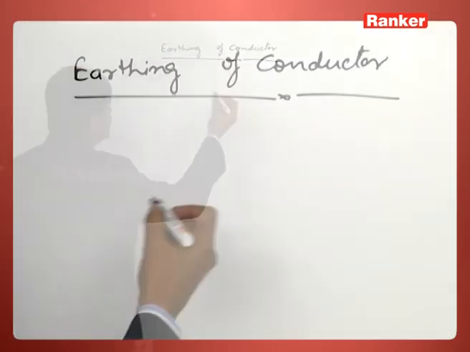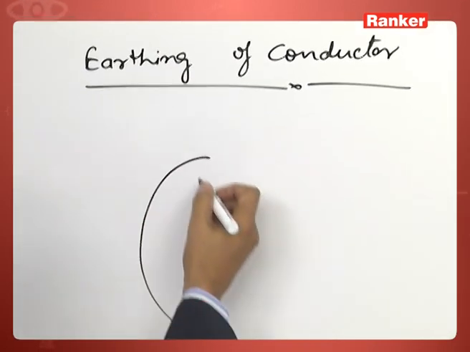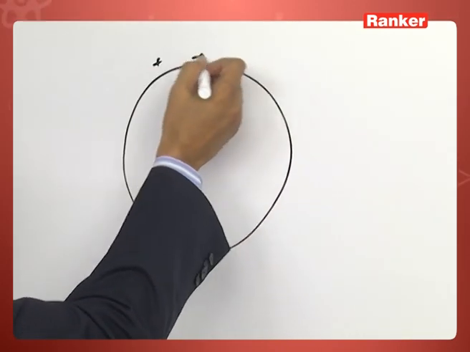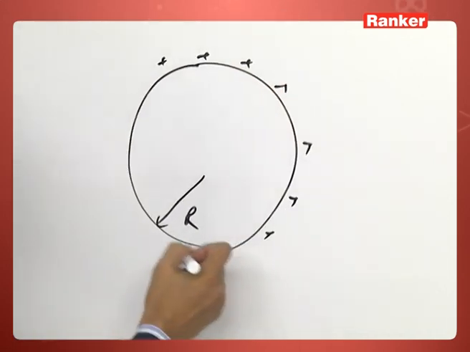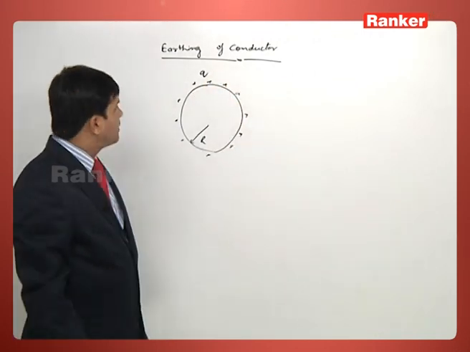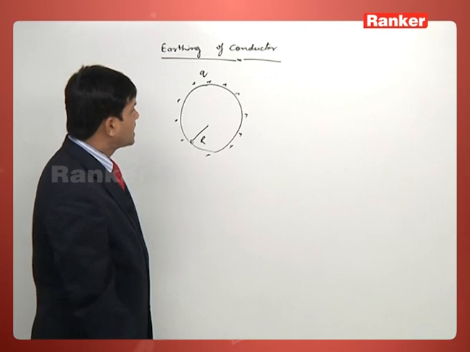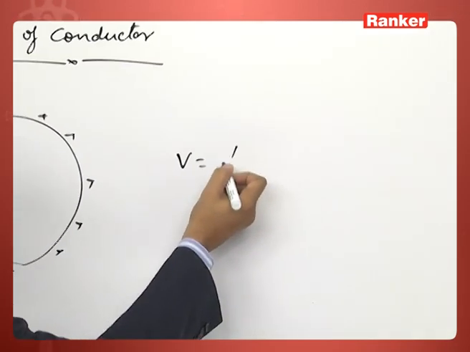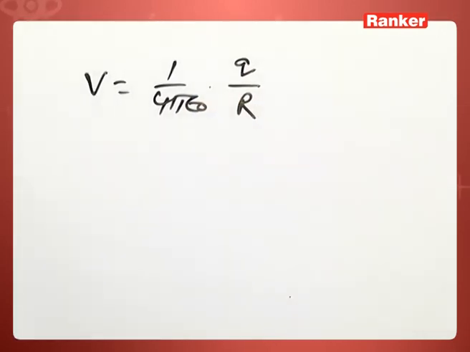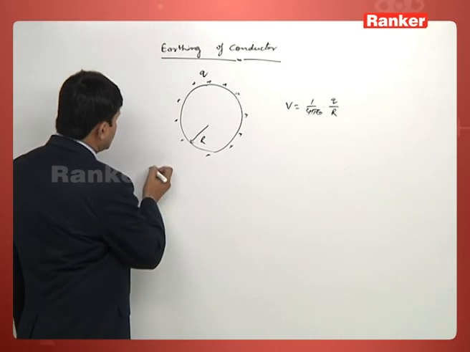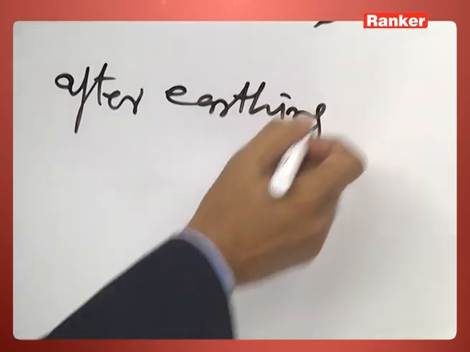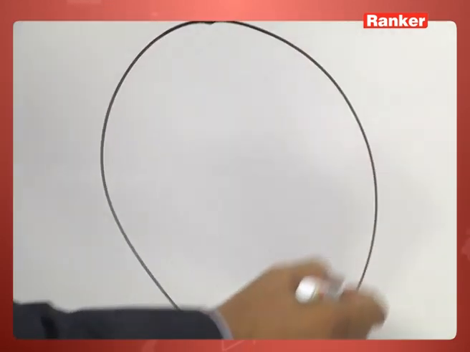See, let this be your spherical conductor having radius r and charge q. Right now the potential of this is given as 1 by 4 pi epsilon naught times q by r. Now after earthing, meaning I am connecting this with the earth.